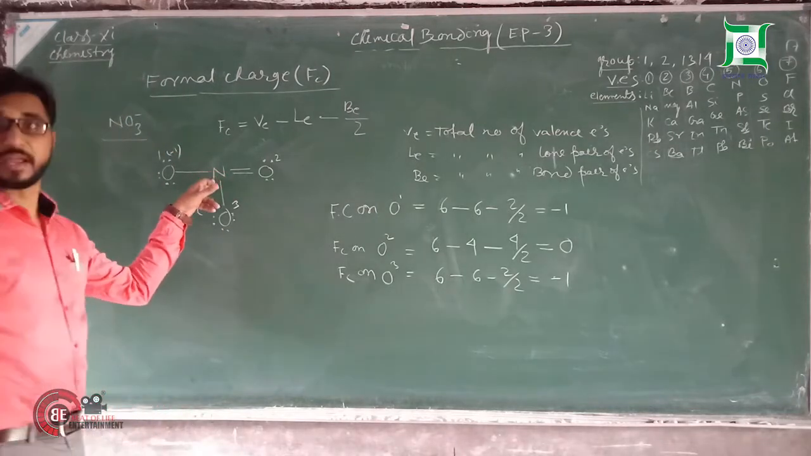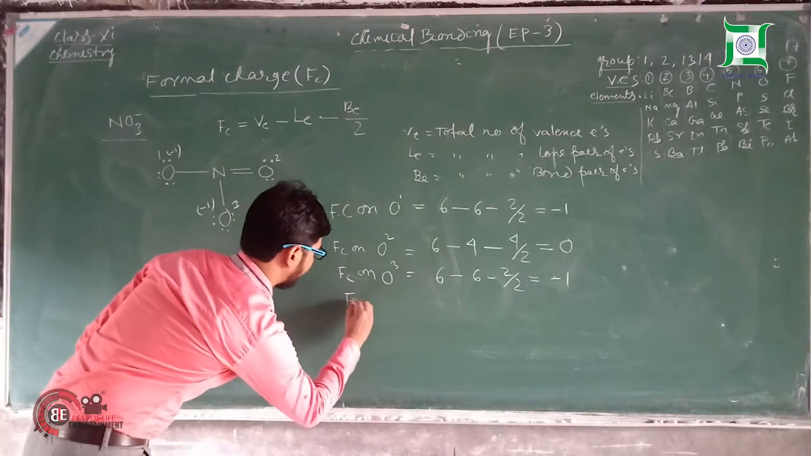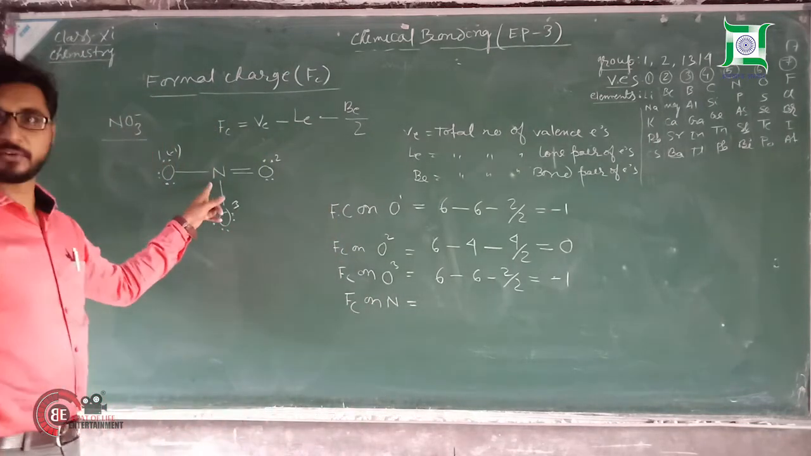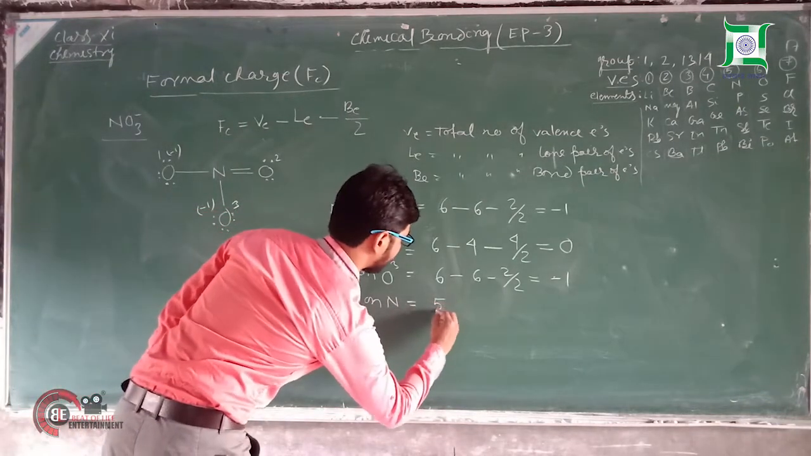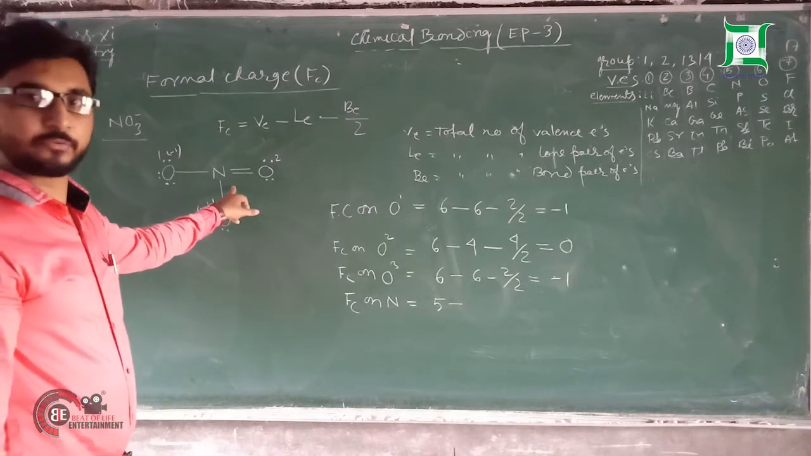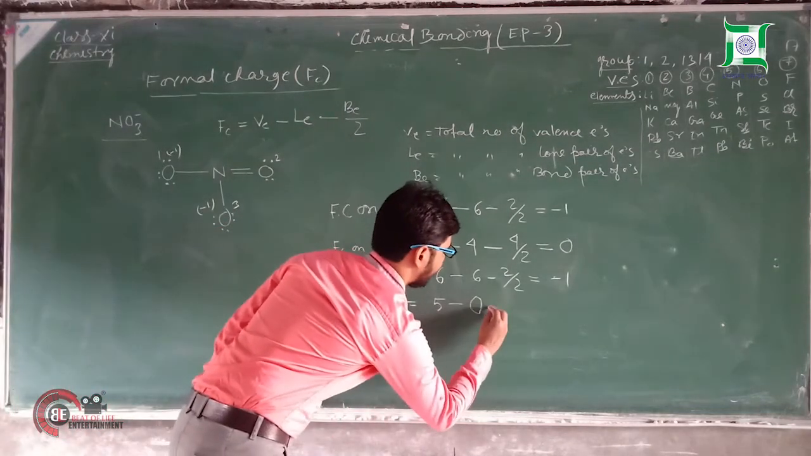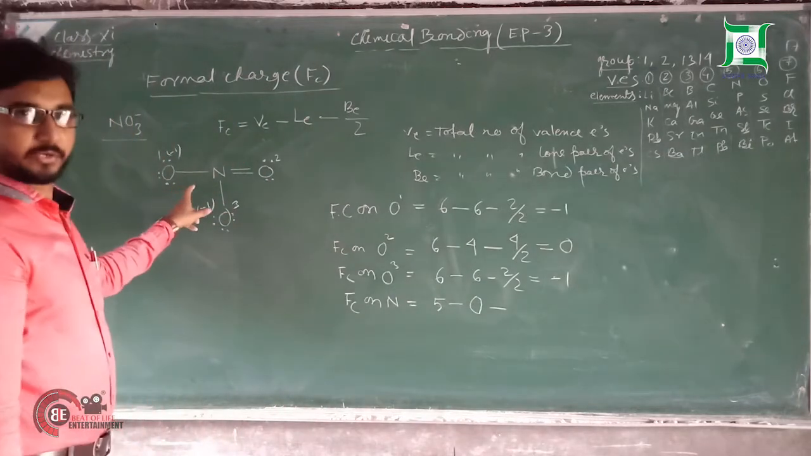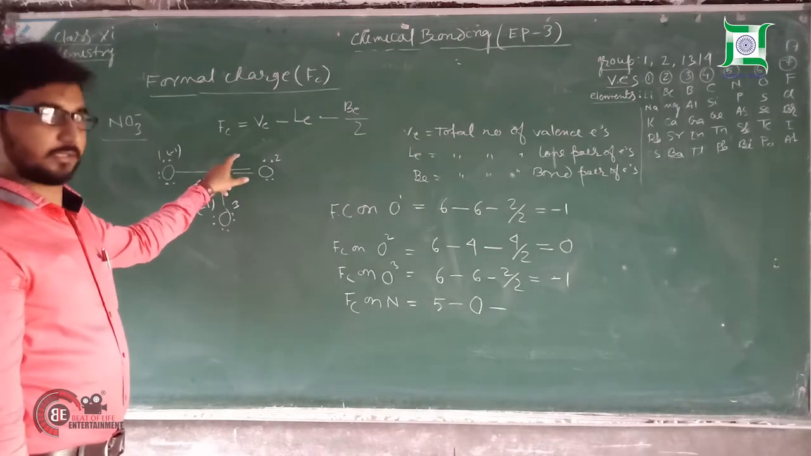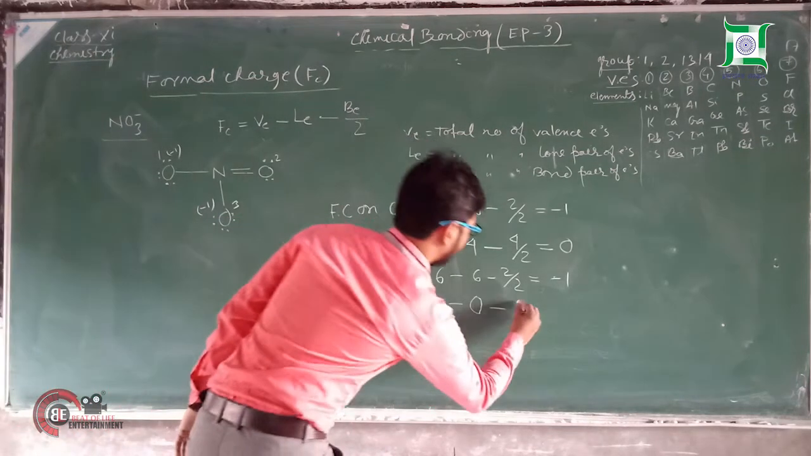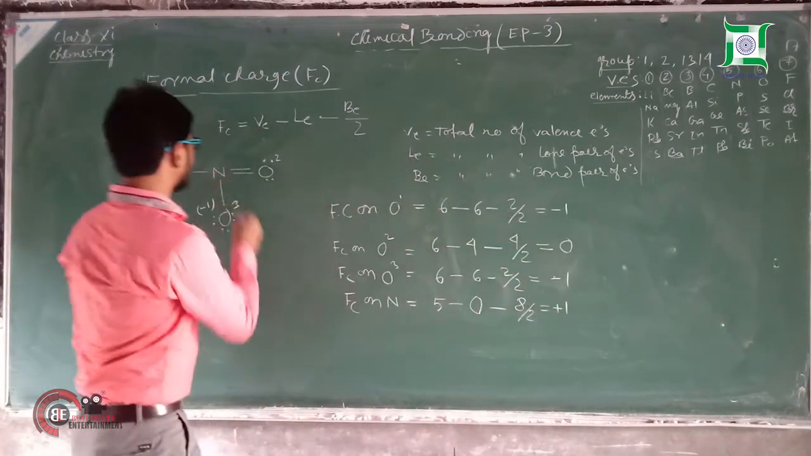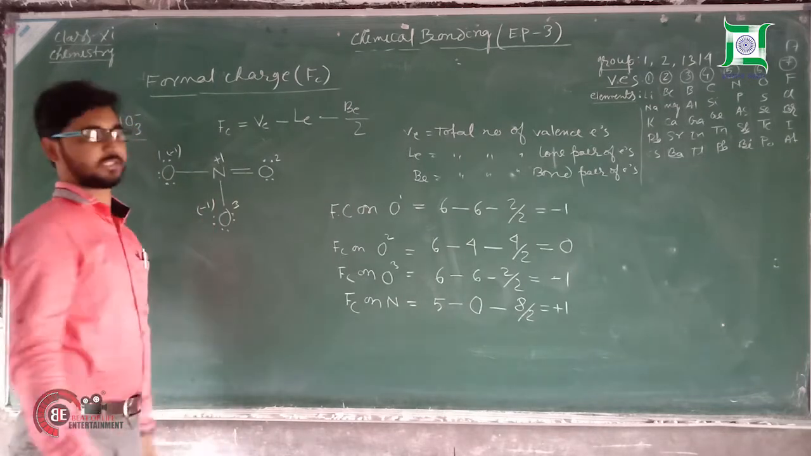Now let us do the nitrogen. For nitrogen, formal charge on the nitrogen atom equals total number of valence electrons in nitrogen, which is 5, minus lone pair electrons, there is no lone pair so it will be 0, minus half the total number of bonding electrons. Here for nitrogen it is 2, 4, 6, 8. That means 4 bonds, so 8 electrons. So 8 by 2, that will give you plus 1. That means the nitrogen atom is positively charged here.